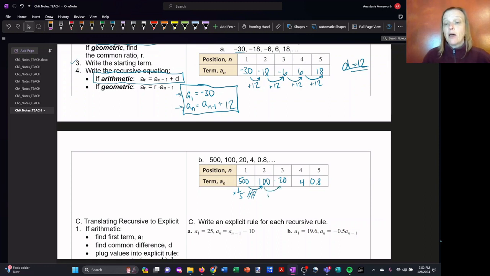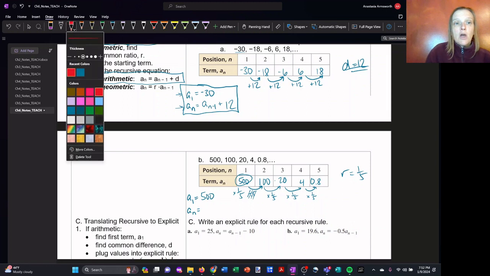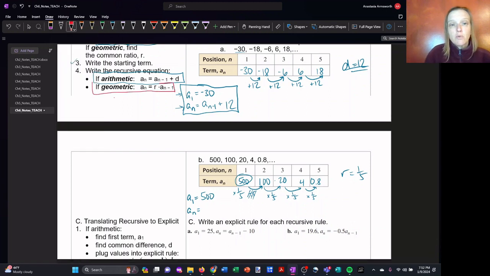100 to 20, again, we're dividing by 5 or multiplying by 1/5, multiplying by 1/5, multiplying by 1/5. Because we're multiplying by a consistent factor, that consistent factor is called the common ratio. So my ratio here is 1/5, and this is a geometric sequence. If I want to write the recursive rule for this geometric sequence, I have to do two things. First, I write the starting term, which was 500. And then I write the recursive rule, and for a geometric sequence we use this rule.